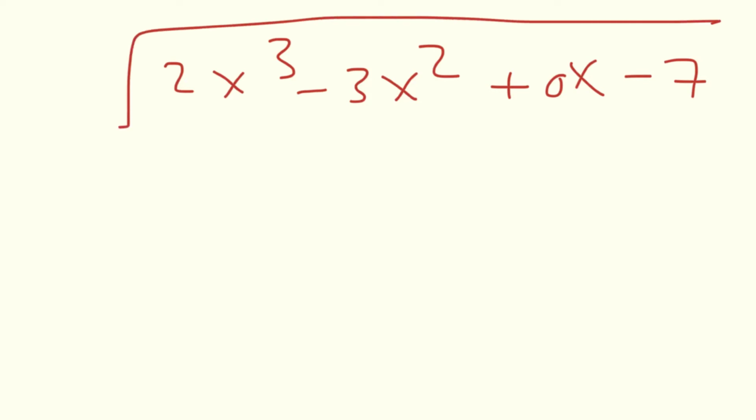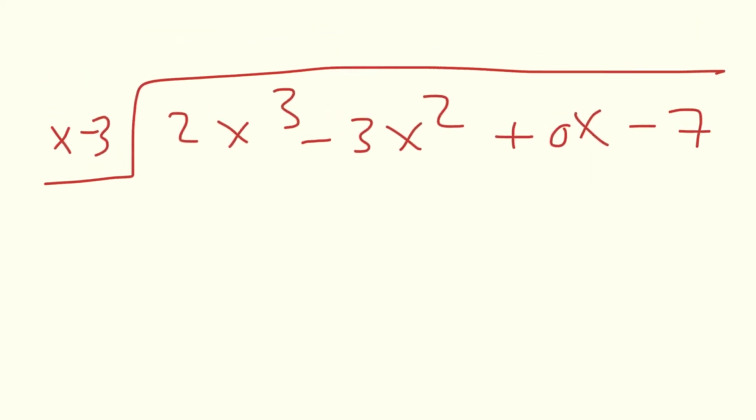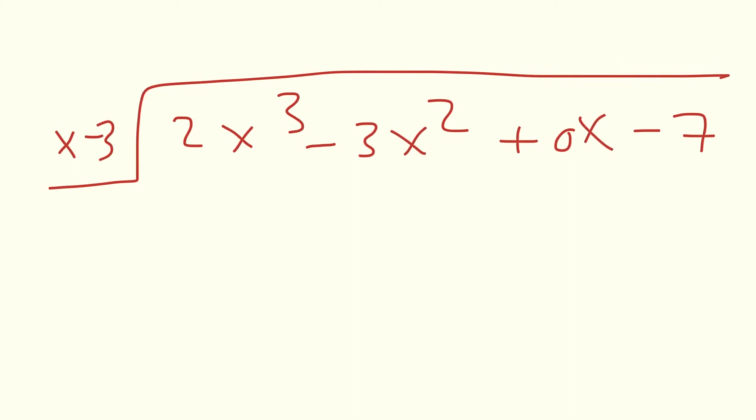Anyway, that's what I have. I'm dividing now by x minus 3. So how do we do this long division? First of all, we divide the first term by the first term: 2x cubed divided by x. So you get 2x squared. That will be written here, 2x squared. Does it make sense to everyone? Yes.